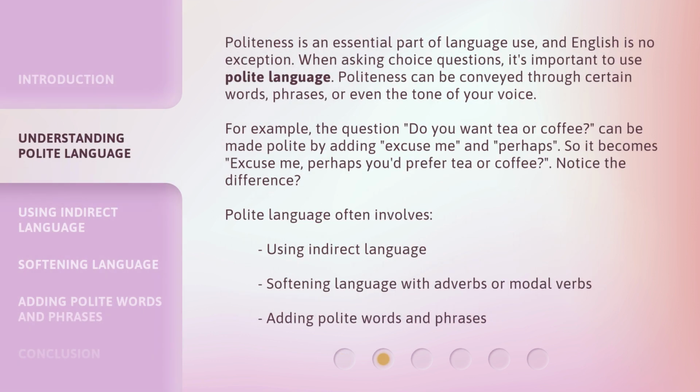Politeness is an essential part of language use, and English is no exception. When asking choice questions, it's important to use polite language. Politeness can be conveyed through certain words, phrases, or even the tone of your voice. For example, the question, "Do you want tea or coffee?" can be made polite by adding, "Excuse me," and "perhaps." So it becomes, "Excuse me, perhaps you'd prefer tea or coffee." Notice the difference? Polite language often involves using indirect language, softening language with adverbs or modal verbs, adding polite words and phrases.